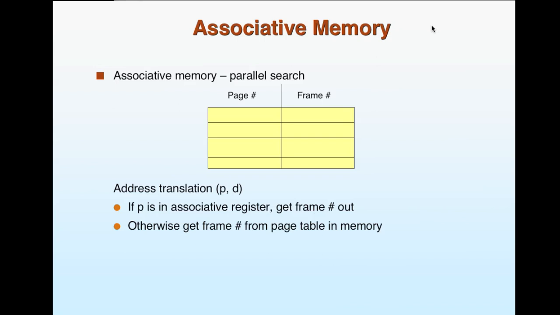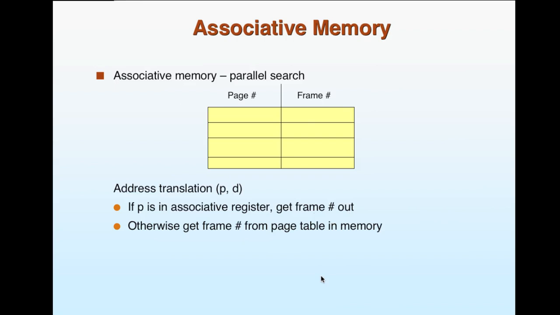In terms of the concept of associative memory, we have a memory configuration that provides a parallel search between the page number and the frame number. We also have an address translation between page and offset. So if P is in an associative register, we get the frame number out of that one. Otherwise, we get the frame number from the page table in memory.